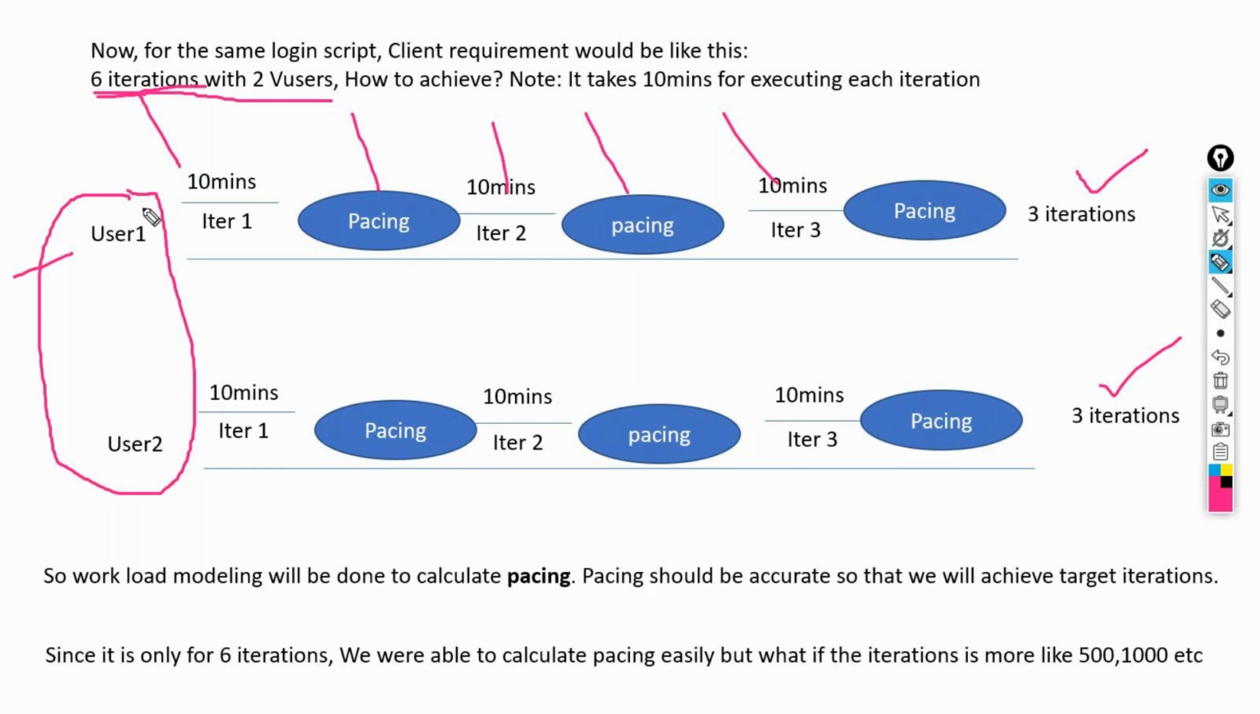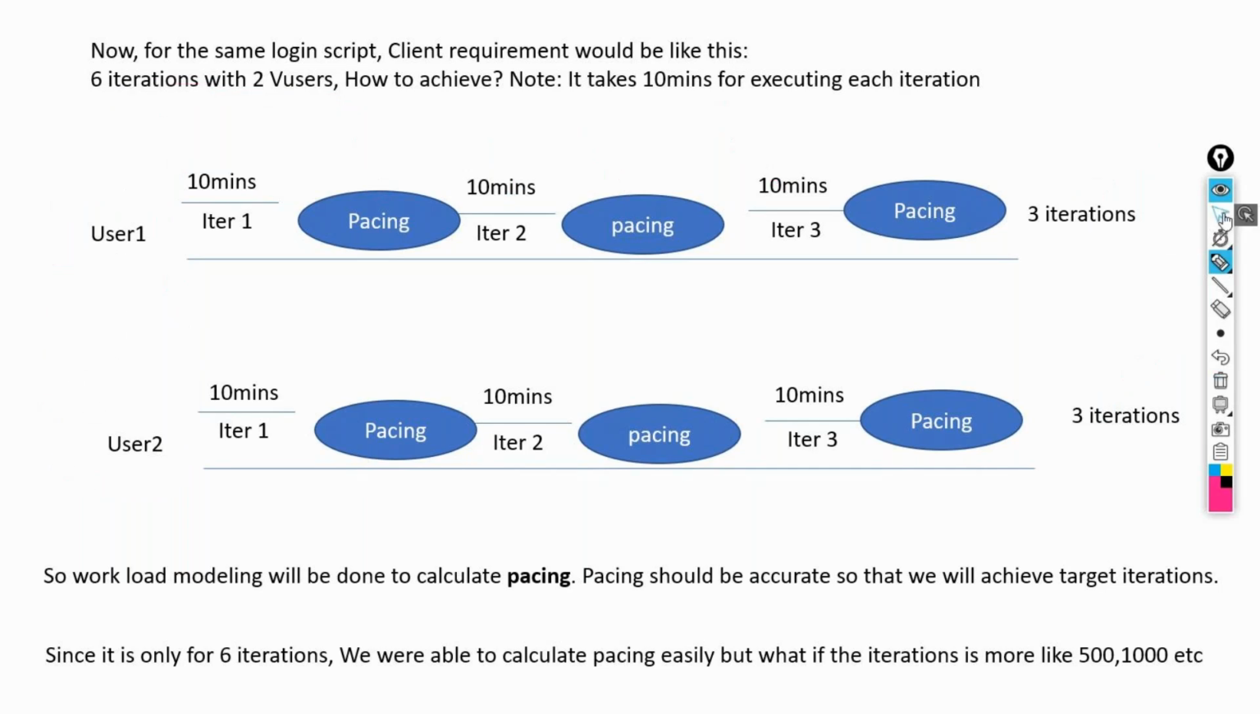These two users running concurrently during the test are called concurrent users. User 1 is running something, user 2 is also running something, so user 1 and user 2 are called concurrent users. There is another term called simultaneous users, which we'll discuss later. This 10 minutes is just for today's example, guys.